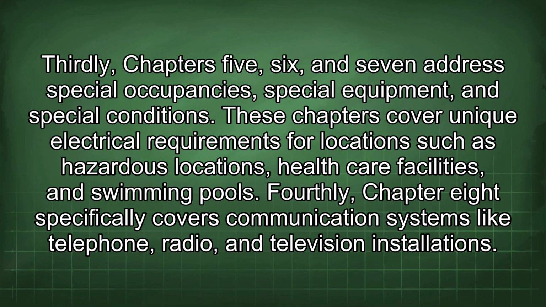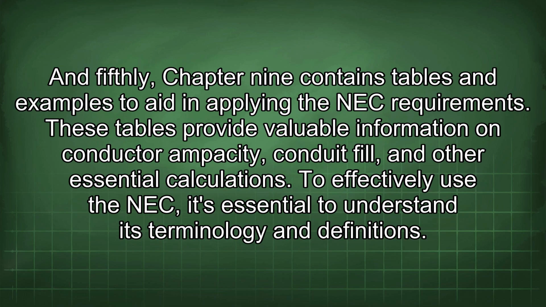Thirdly, Chapters 5, 6, and 7 address special occupancies, special equipment, and special conditions. These chapters cover unique electrical requirements for locations such as hazardous locations, healthcare facilities, and swimming pools. Fourthly, Chapter 8 specifically covers communication systems like telephone, radio, and television installations. And fifthly, Chapter 9 contains tables and examples to aid in applying the NEC requirements. These tables provide valuable information on conductor ampacity, conduit fill, and other essential calculations.